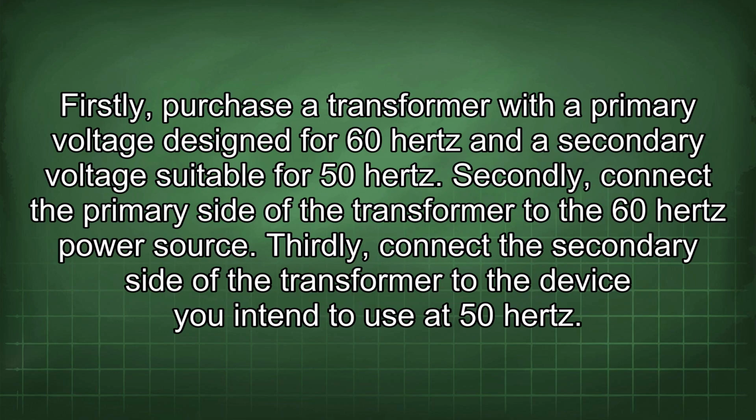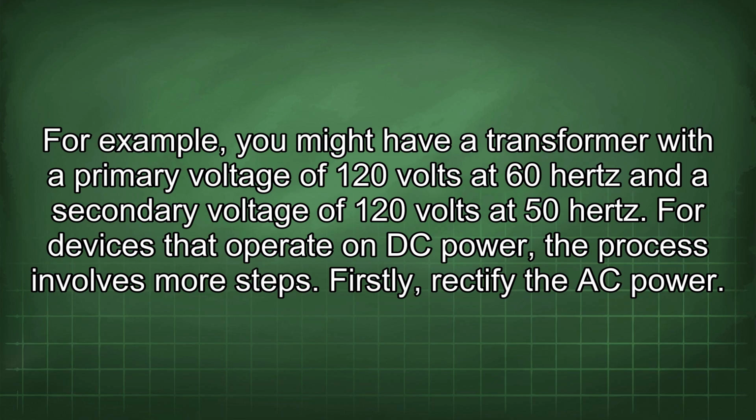Firstly, purchase a transformer with a primary voltage designed for 60 Hz and a secondary voltage suitable for 50 Hz. Secondly, connect the primary side of the transformer to the 60 Hz power source. Thirdly, connect the secondary side of the transformer to the device you intend to use at 50 Hz. For example, you might have a transformer with a primary voltage of 120 volts at 60 Hz and a secondary voltage of 120 volts at 50 Hz.